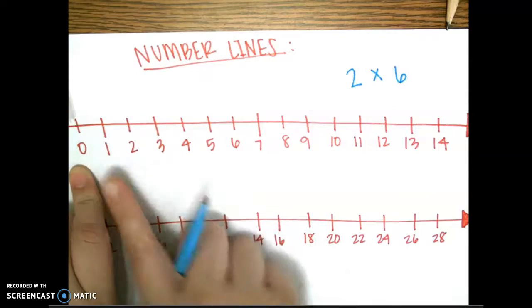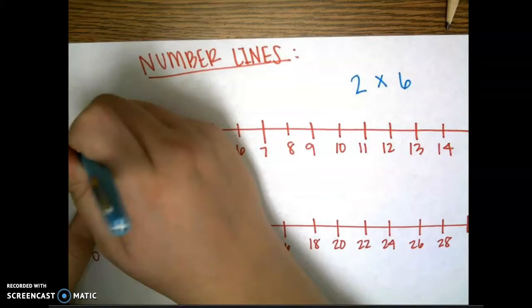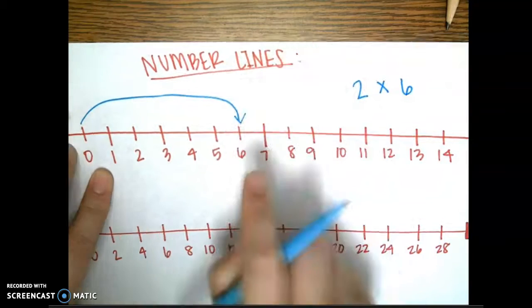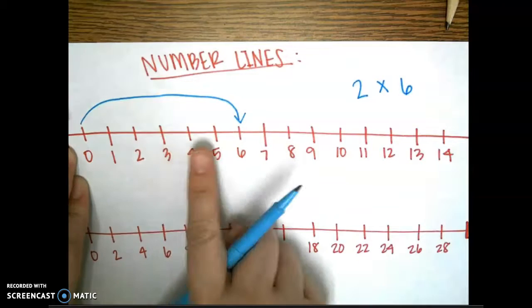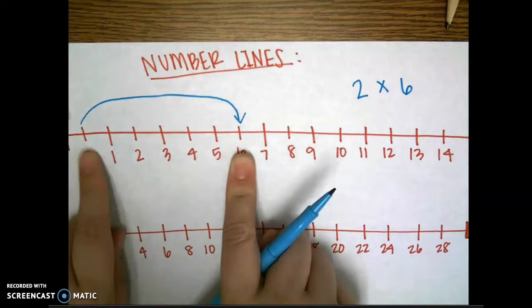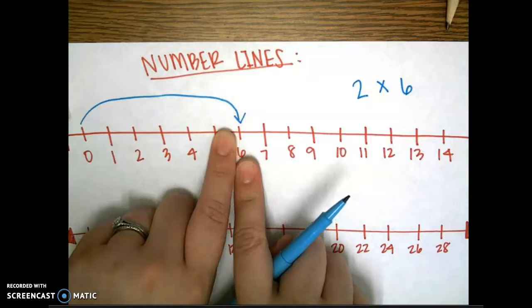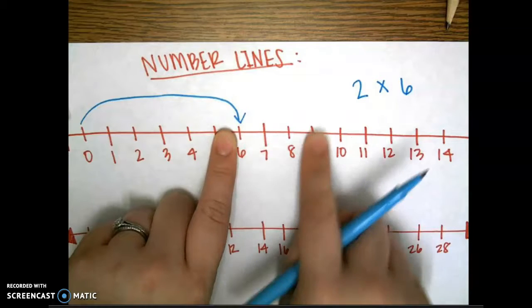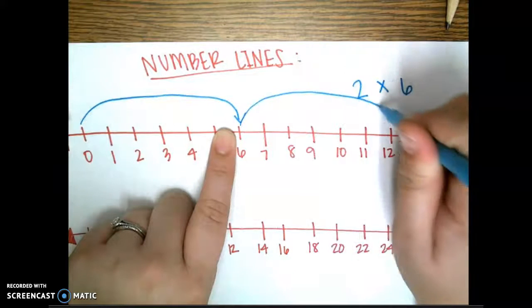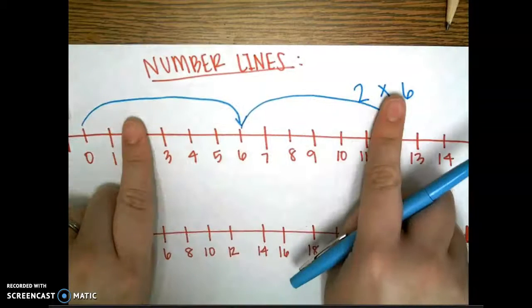So my first jump has to have 6. So 2 groups would be, this is 1, because that is 6. 1, 2, 3, 4, 5, 6. Okay, I did 6 jumps. That is my first group. And then I'm going to do 6 more. 1, 2, 3, 4, 5, 6. And I would land on 12. So this is what this looks like of 2 groups times 6.